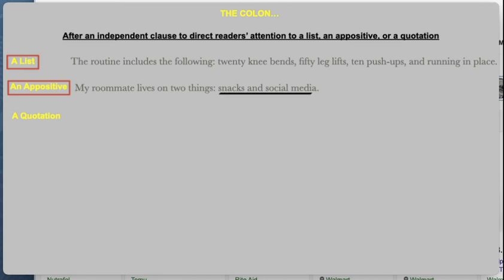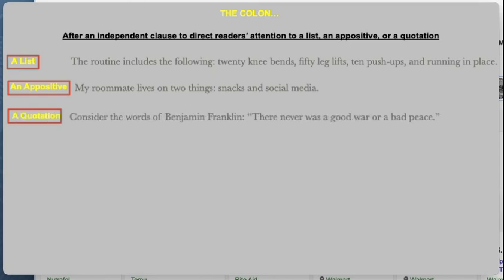That could be a sentence in and of itself. And then the third, a colon can be used after an independent clause to direct readers' attention to a quotation. Our example says, consider the words of Benjamin Franklin: "There never was a good war or a bad peace." Now, that one's pretty self-explanatory. Notice that, and I can't emphasize this enough, in each of these cases, a colon before a list, a colon before an appositive, a colon before a quotation, the colon follows what? An independent clause.